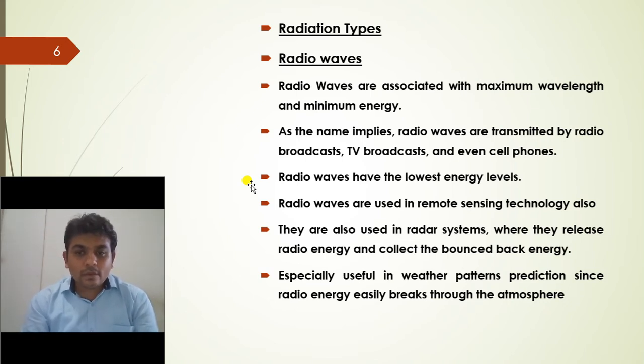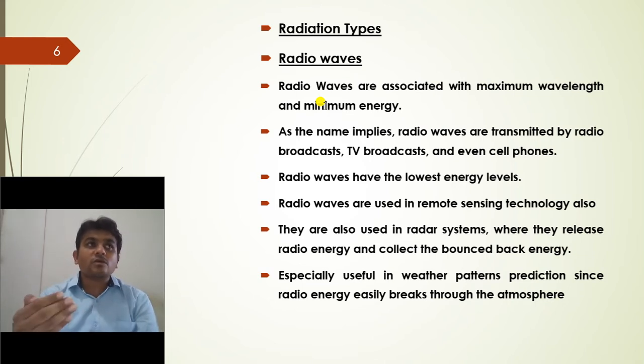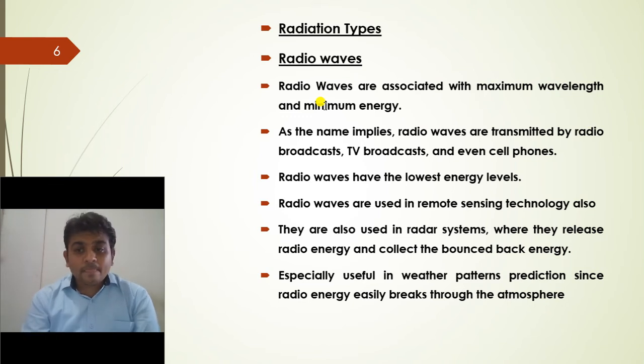The first one is radio waves. Radio waves are associated with maximum wavelength, that is, they have maximum wavelength and they have minimum energy. Now, as the name implies, radio is basically used for transmission, that is, for communication purposes. Radio waves are used for radio broadcasting, TV broadcasting, and even in cell phones we use radio waves. Radio waves have the lowest amount of energy associated with them.